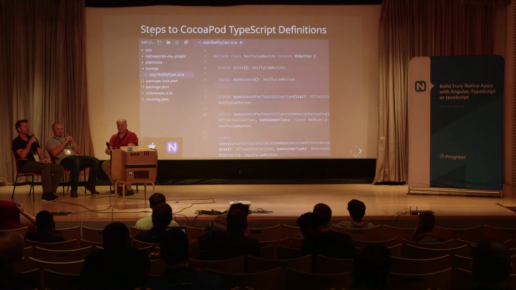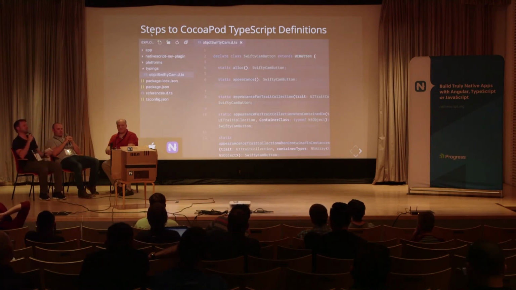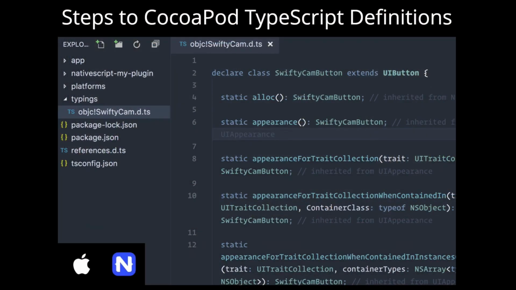We want to talk about these CocoaPod definitions, but specifically we want to talk about how we can get the strong type checking against that CocoaPod. So if we take a look here, this is that Objective-C class that we had generated for us by NativeScript, and we want to get the strong type checking right within our project. We want to be able to construct the SwiftToCam button. We want to see all the methods available to us.